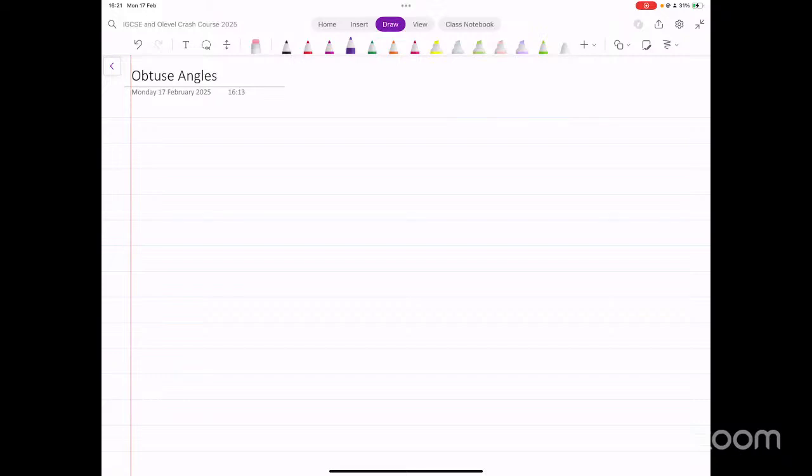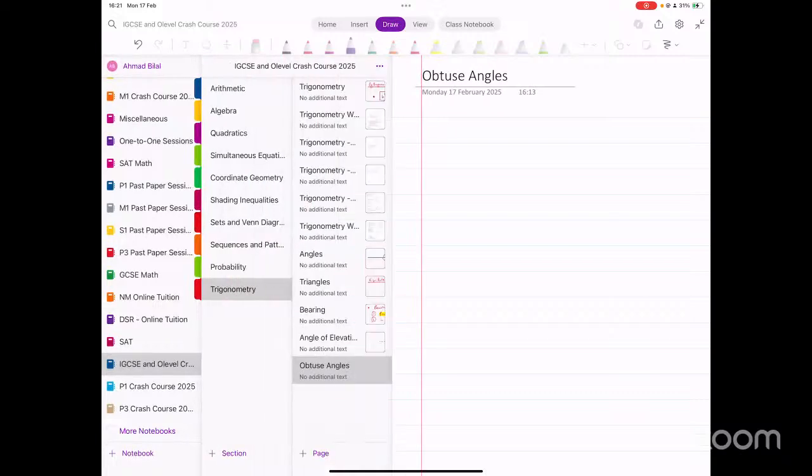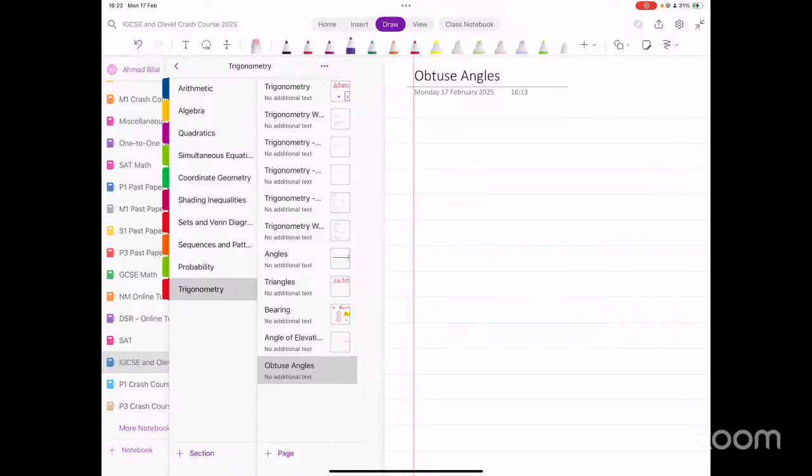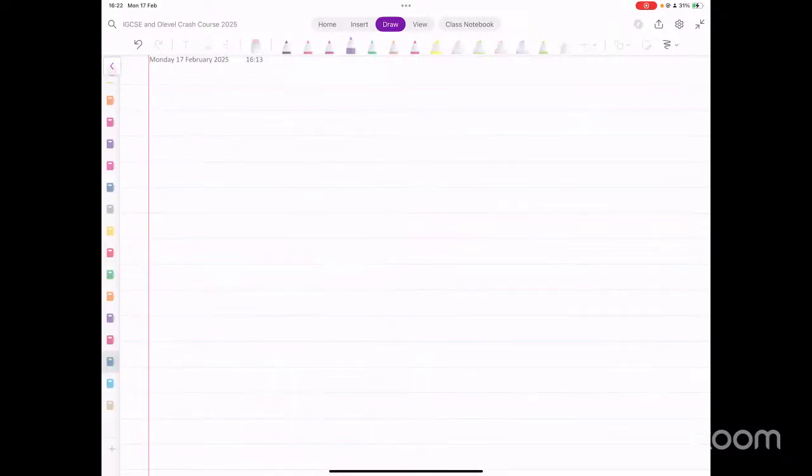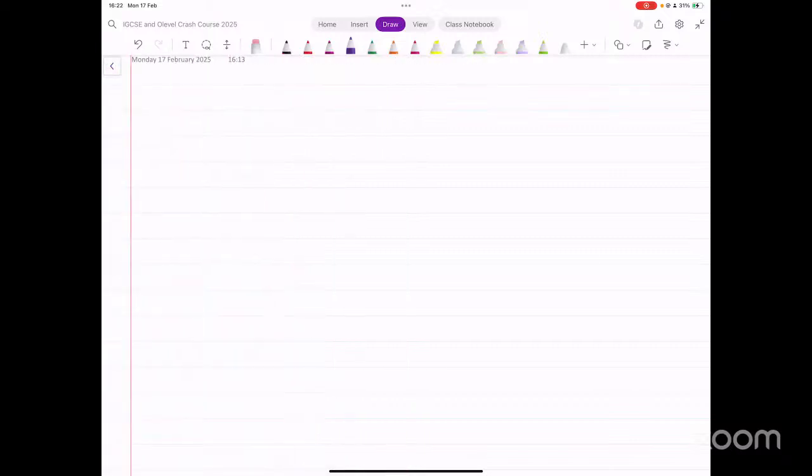So we were doing trigonometry, and we are done with most of the concepts that are in our O-level math syllabus. There's one last concept that we have left as far as the O-level syllabus is concerned. But then there are some other things as well for IGCSE, which we will continue with today. This is the last concept as far as the O-level math syllabus is concerned. That is obtuse angles. Let's take an example of this.